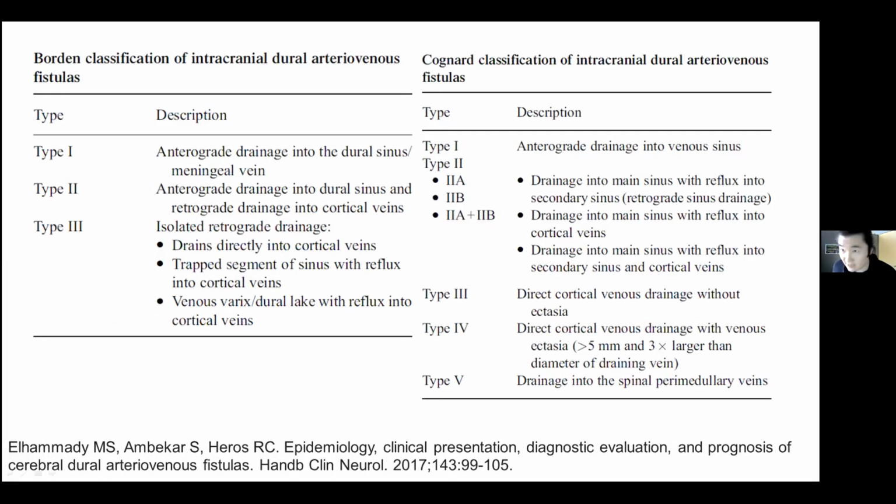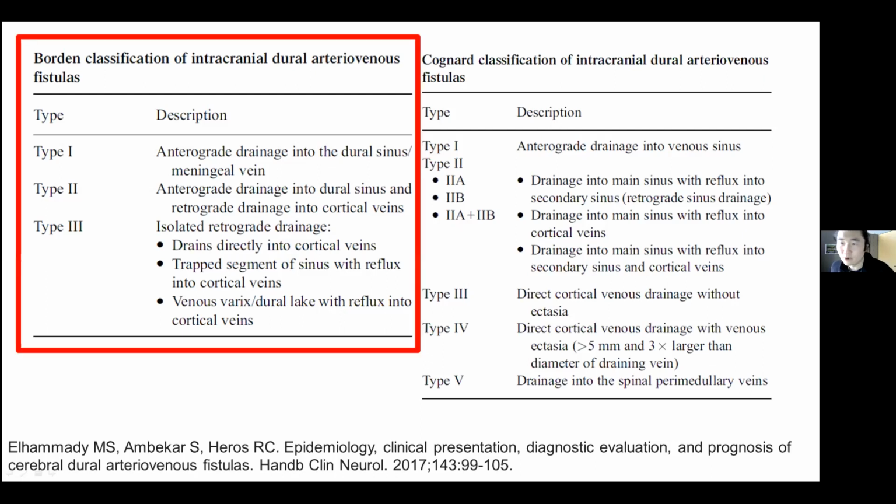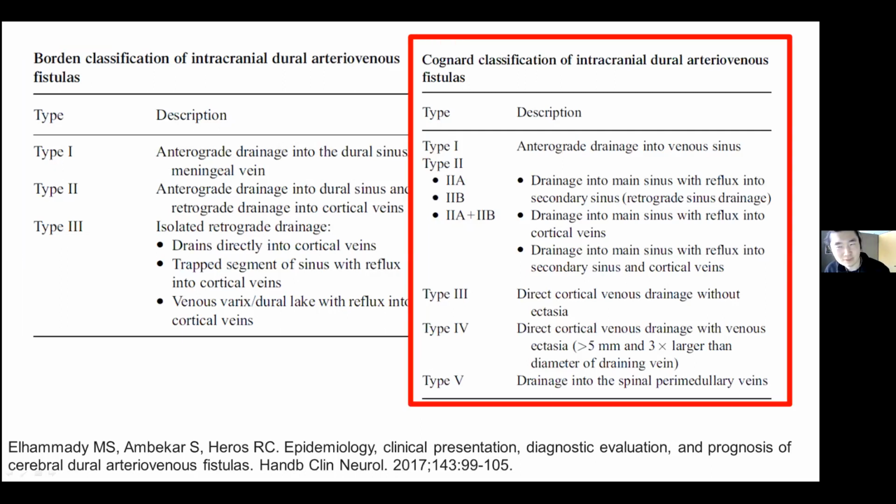There are a myriad of classification systems out there for these fistulas, and these are the two that make the most frequent cameos. I won't go into the details, I don't think that's the important point here, but the Borden classification has these three categories as a function of whether they're draining into a big sinus or into a small cortical vein, and then whether it's forward flow antegrade drainage or if there's actually retrograde drainage. And then the second one, the Cognard classification, is essentially the same first principles, but has a little more detail, like, is there venous ectasia present? And again, not worth going into the details specifically, but the point being that the higher the classification, the increasingly aggressive it's thought that the neurologic course is going to be.